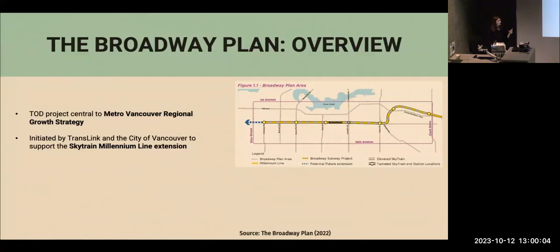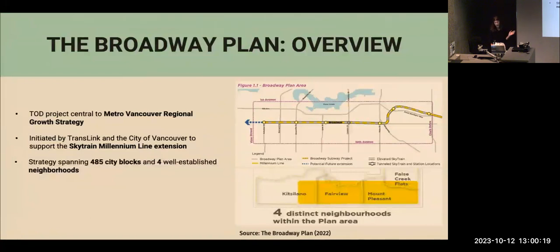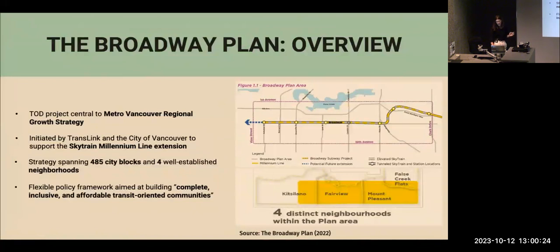And the project was initiated by the City of Vancouver and the Regional Transportation Authority, TransLink, to support the extension of a SkyTrain line that you can see there, the Millennium Line. The plan covers 585 city blocks and established neighborhoods, and transit-oriented development projects are often not only concerned with climate and transportation goals. In fact, the Broadway Plan aims at building inclusive, complete, and affordable transit-oriented communities.